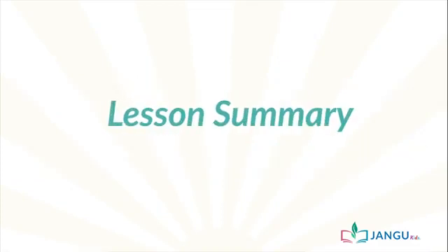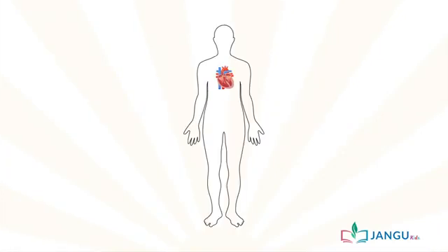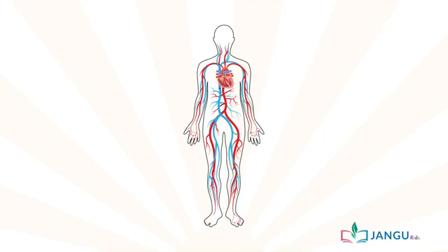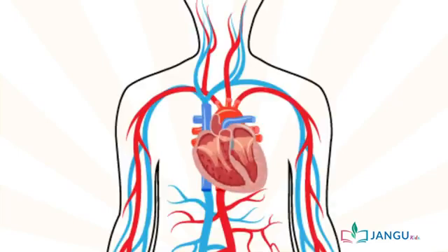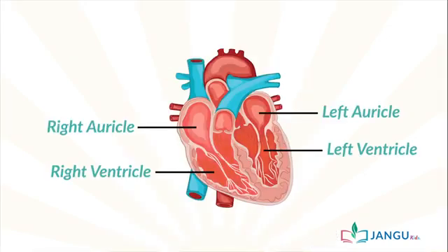Today, we learned that the circulatory system is the route taken by blood as it moves around the body. The parts of the body that are involved in blood circulation are the heart and the blood vessels. The heart pumps blood and makes it flow around the body through tubes known as blood vessels. The human heart is divided into 4 chambers, namely right auricle, left auricle, right ventricle, and left ventricle.